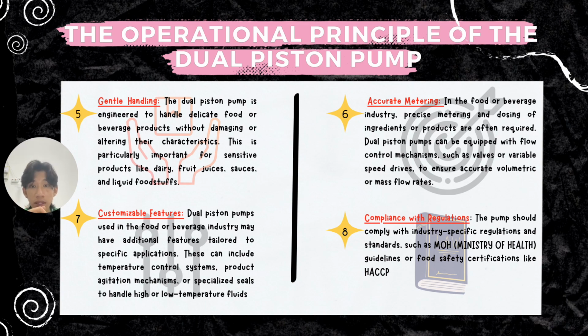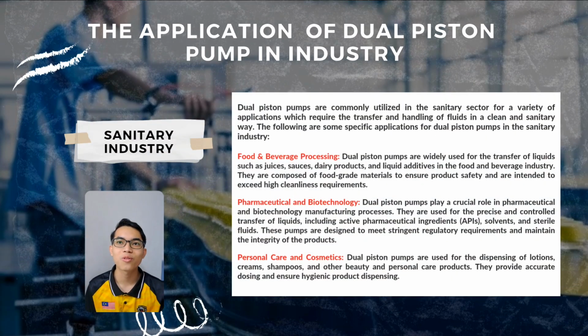And for the last point is compliance with regulations. The pump should comply with the industry specific regulation and standards such as MOH, Ministry of Health, guidelines, or food safety certifications like HACCP. That's all. Next, the application of dual piston pump in industry.